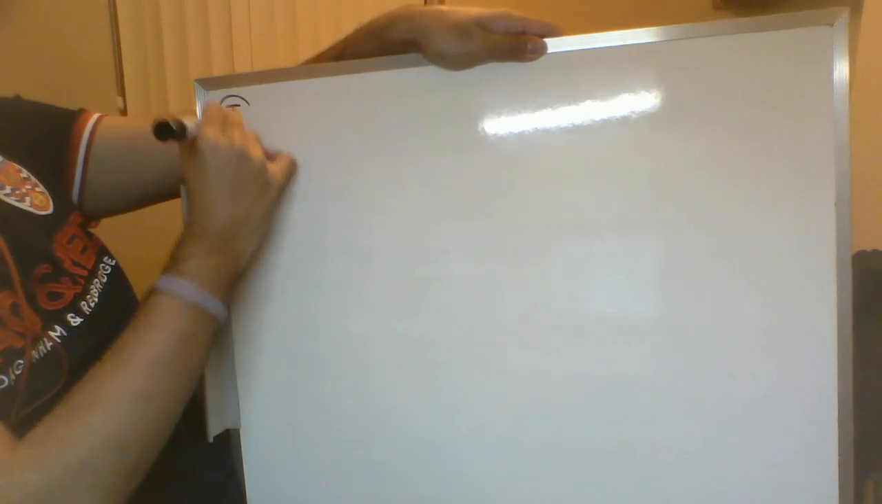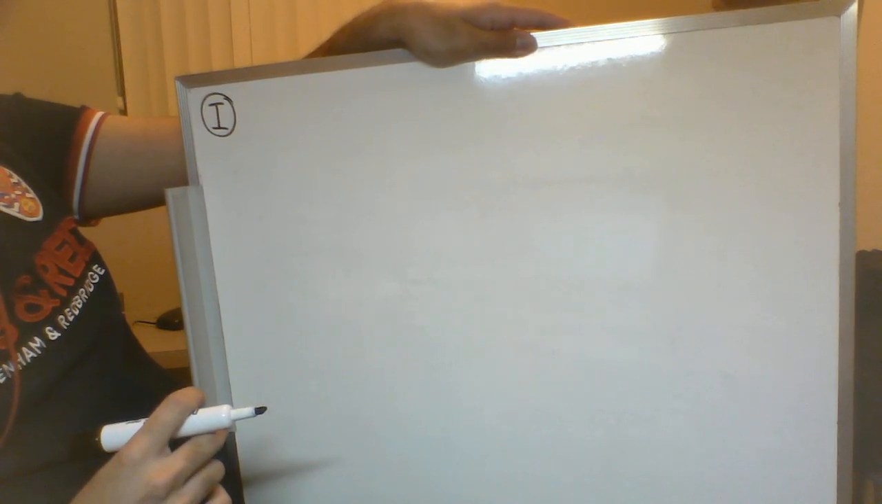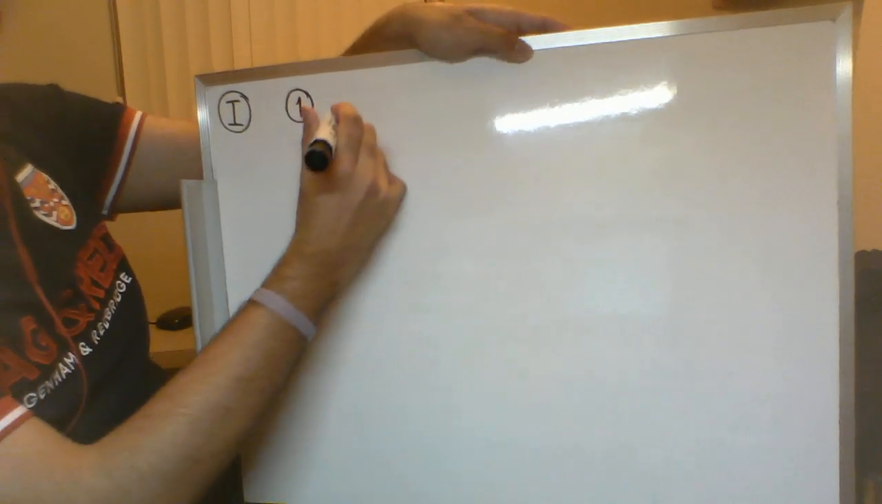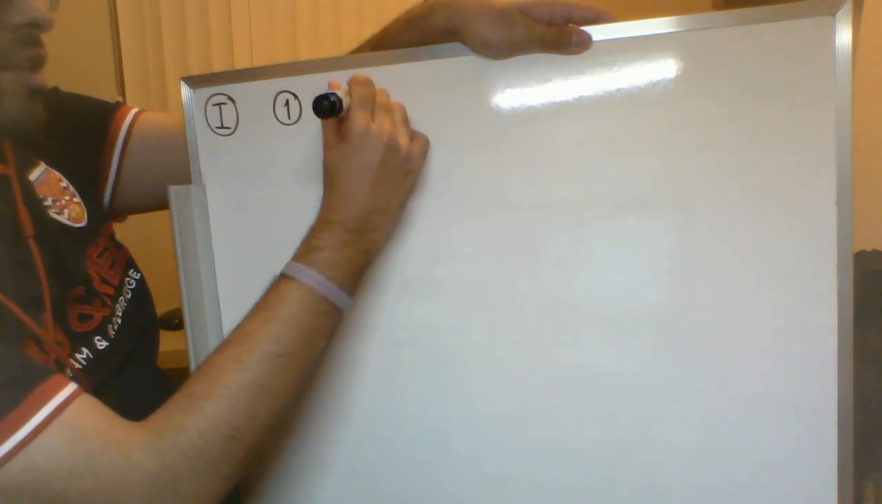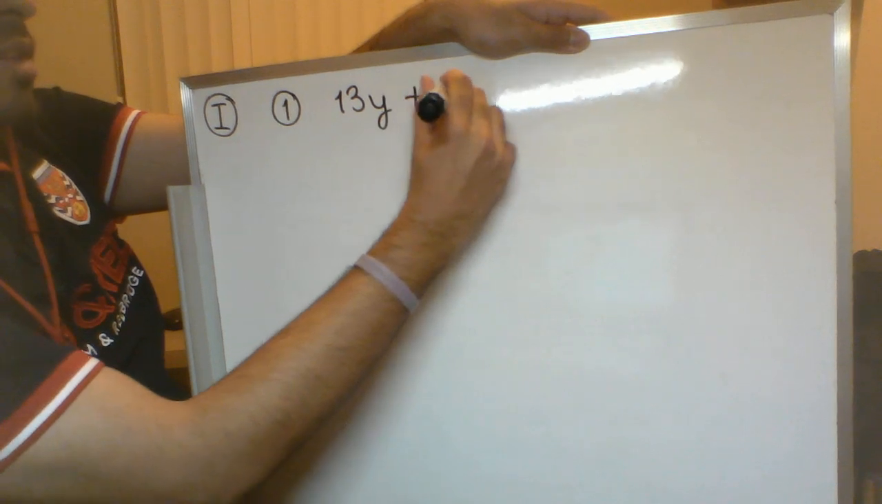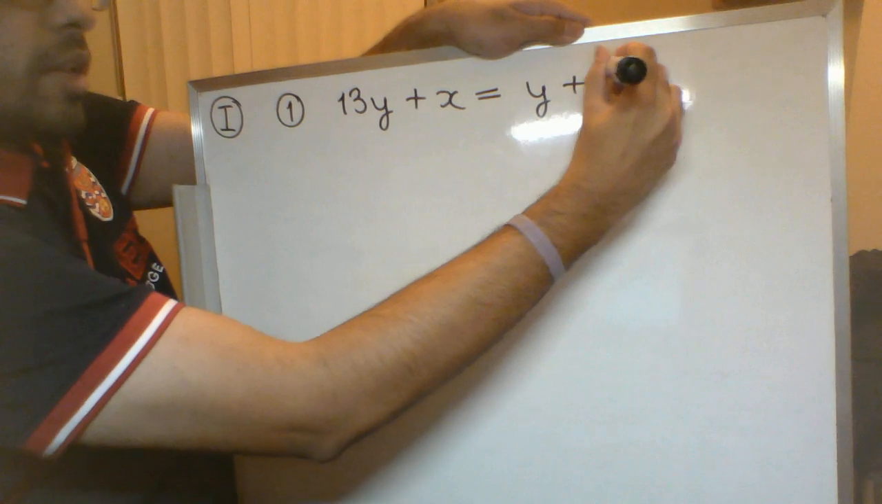All right, so with that out of the way, that's just a little bit of a side note. Let's get back to working with 2 variables. So question 1, I'm numbering the question with Roman numerals because I'm going to label equations 1 and 2 with the numbers that we're familiar with. So equation 1 is 13y plus x equals y plus 30.